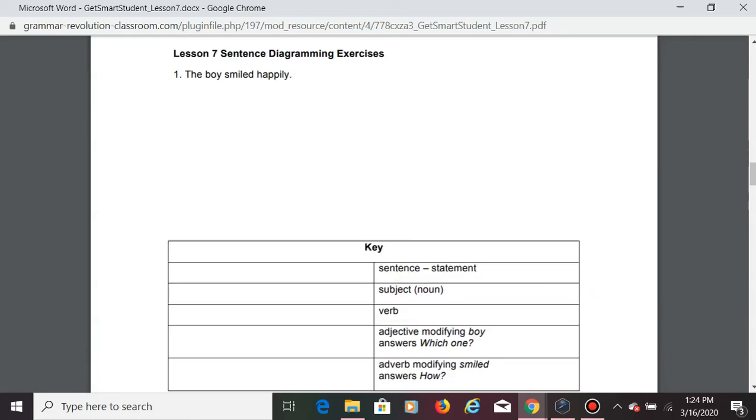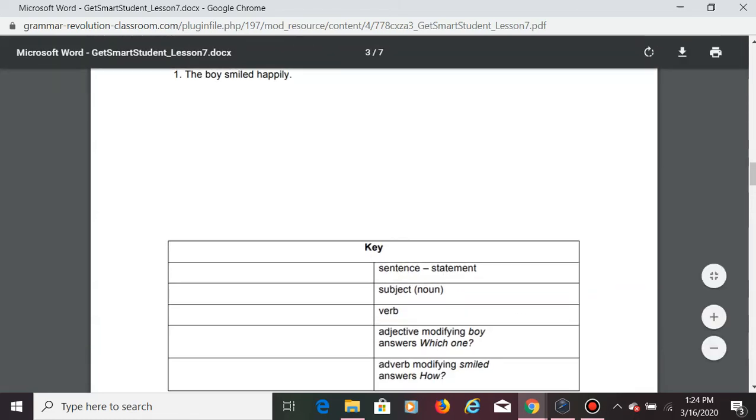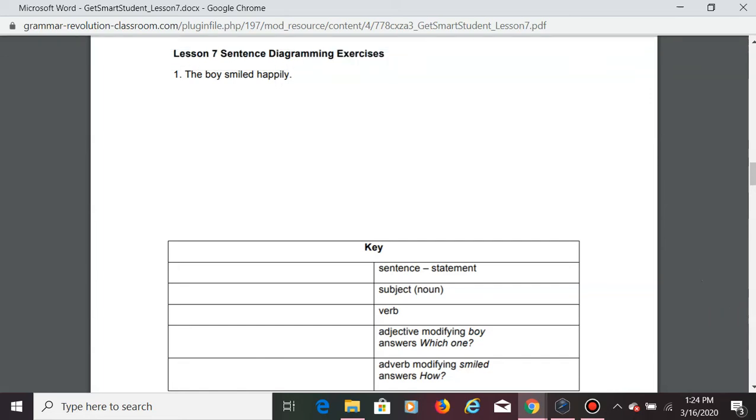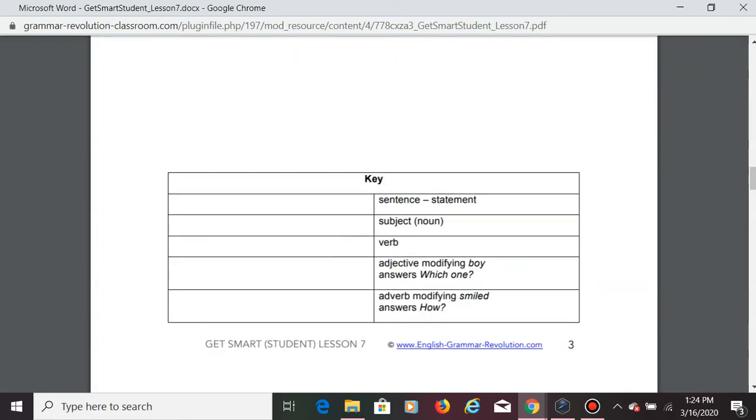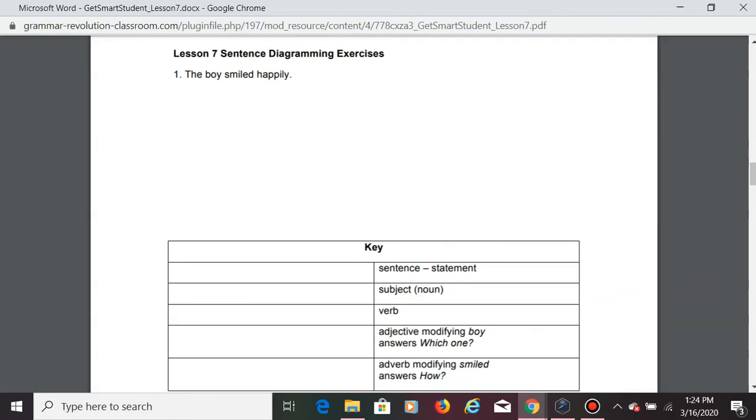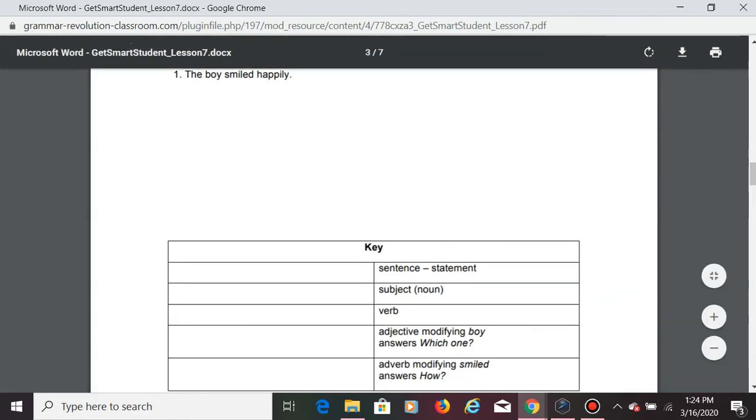So, for our homework, question number 1. The sentence is, the boy smiled happily. The boy smiled happily. Okay? So what I want you to do is pause the video and write the sentence number 1. The boy smiled happily.